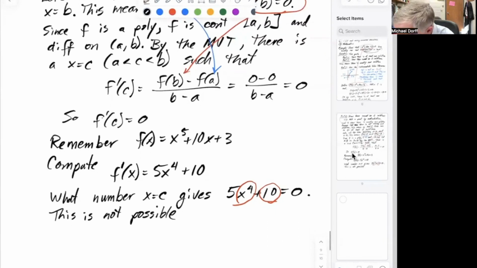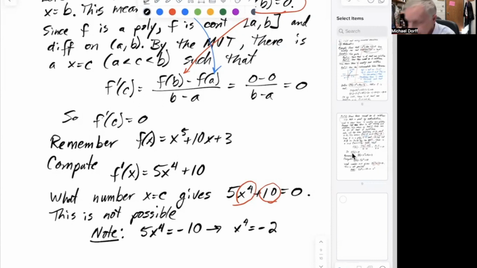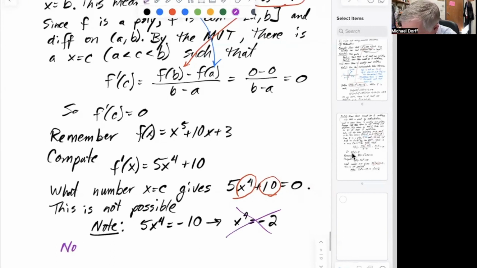Maybe another way to see that, you don't have to do this, is if I brought the 10 to the other side and divided by 5, that would give me x to the fourth is equal to -2. What number can I put in that, if I raise it to the fourth power, I get -2? You can't. There is no number that does that. This is not possible.